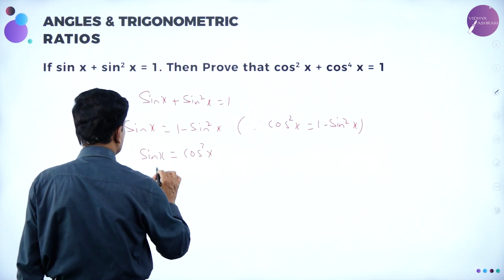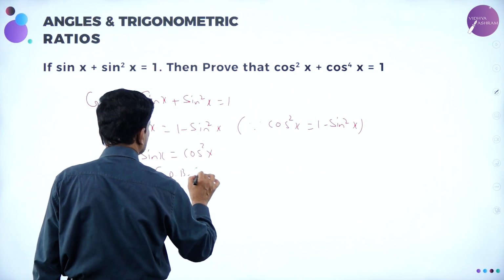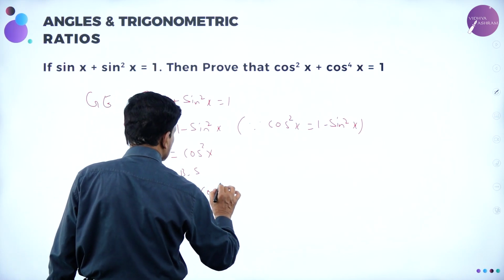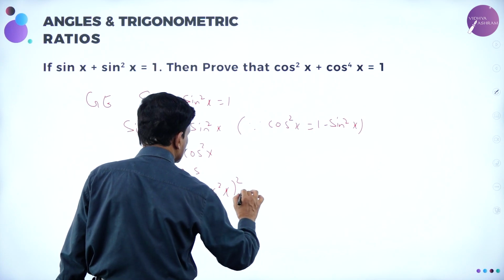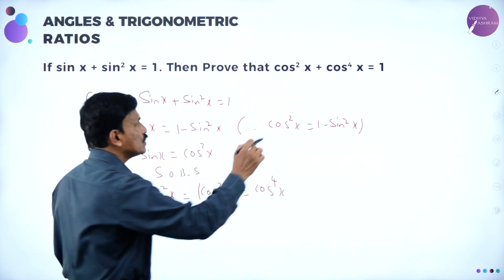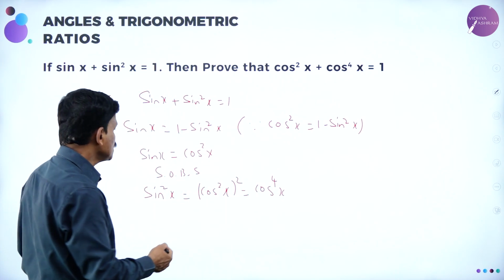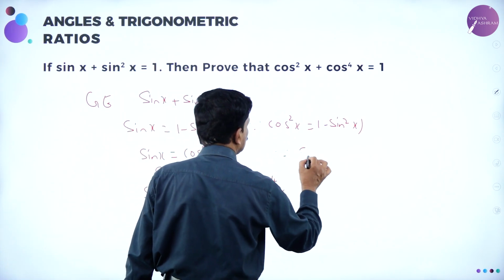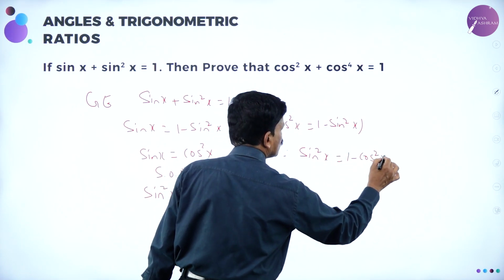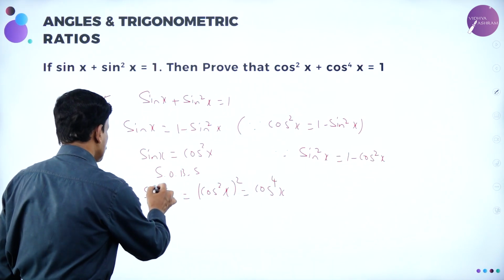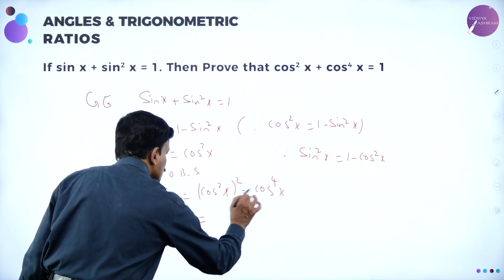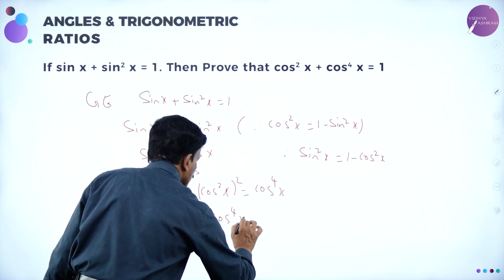Now squaring on both sides. If you square, what you will get? Sin square x is equal to cos square x whole square, that is nothing but cos to the power of 4x. One part you got. Now sin square x, we know, is also equal to 1 minus cos square x. So this can be written as sin square x is equal to 1 minus cos square x is equal to cos to the power of 4x.